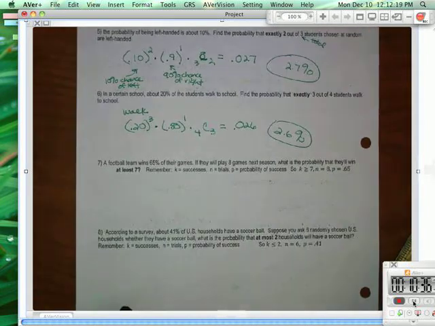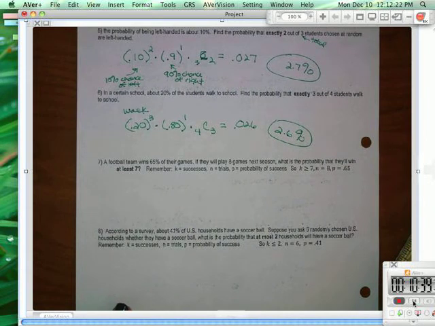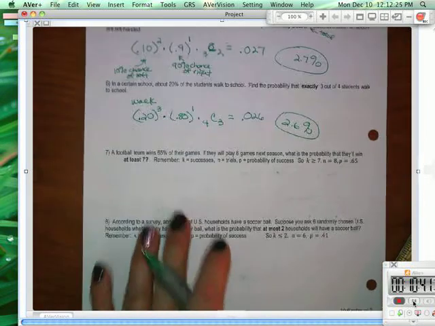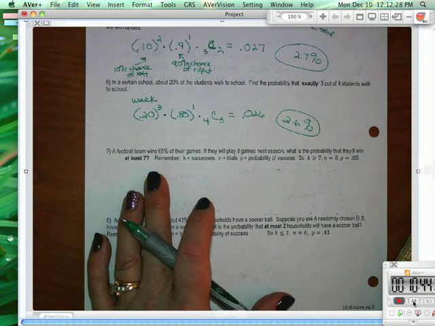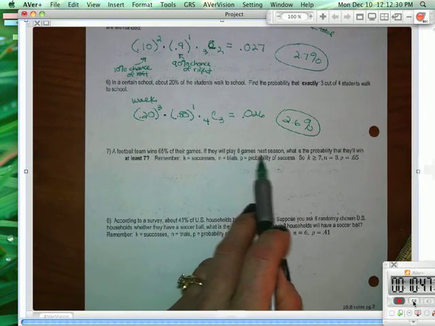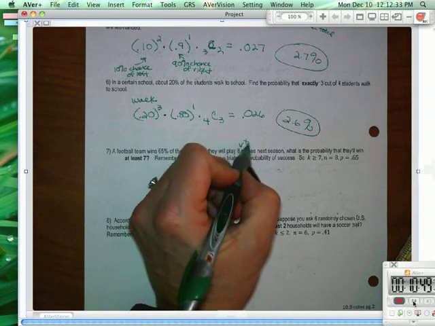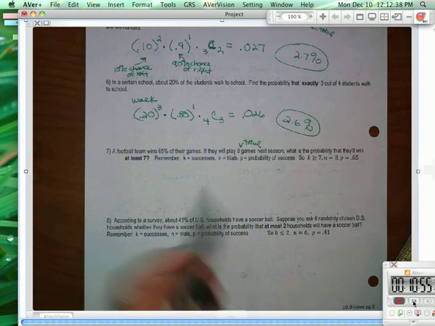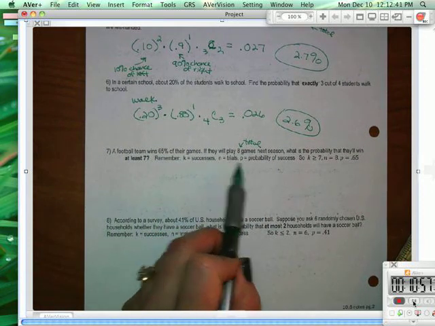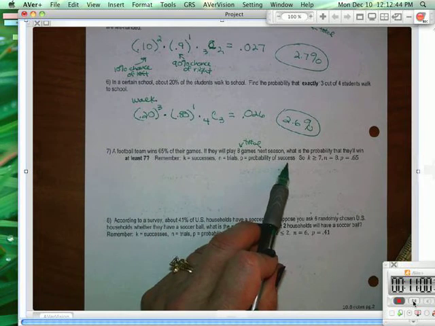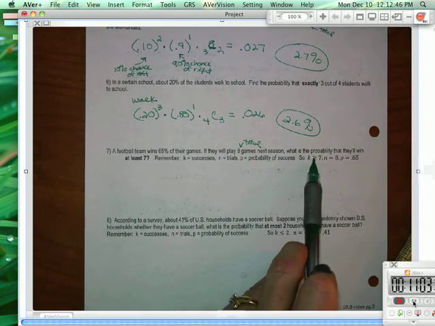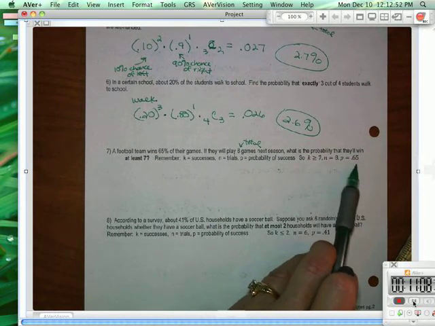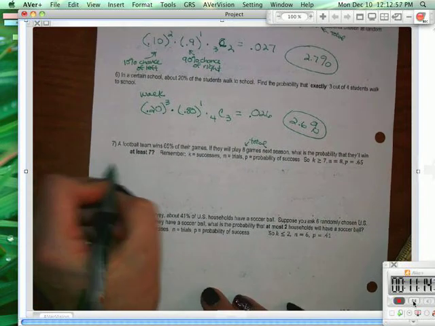All right, let's look at this a little bit differently now for not 50-50. A football team wins 65% of their games. If they will play 8 games next season, so this is my total, what is the probability that they'll win at least 7? So remember, K is successes, N is trials, and P is the probability of success. So here's what I'm looking at. K is greater than or equal to 7. That's how many successes I'm looking for. N is 8, and P is 0.65. That's the probability of success.